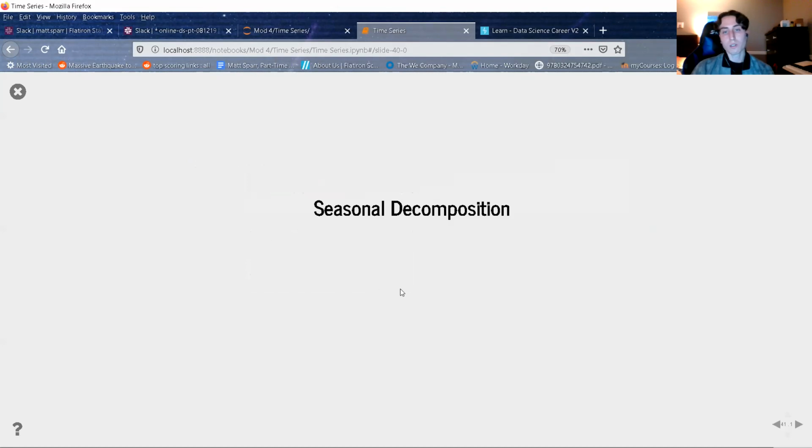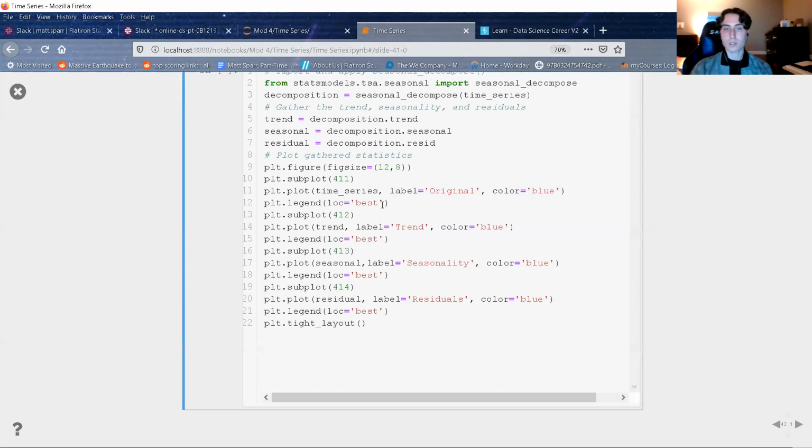Now one last tool that can help you figure out what's going on with time series is seasonal decomposition. This code is from the curriculum. It basically uses the seasonal decompose function from statsmodels to break down your time series into its trend and seasonal components, if it has a curve that repeats like a wave, and you'll see what it looks like here.